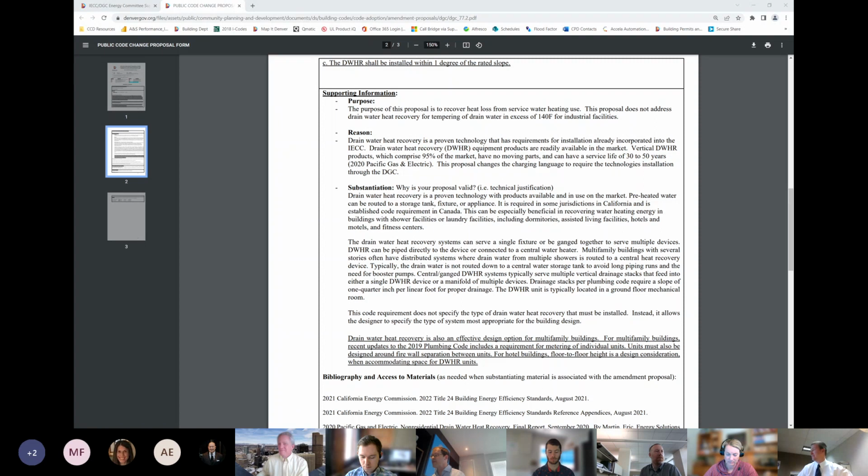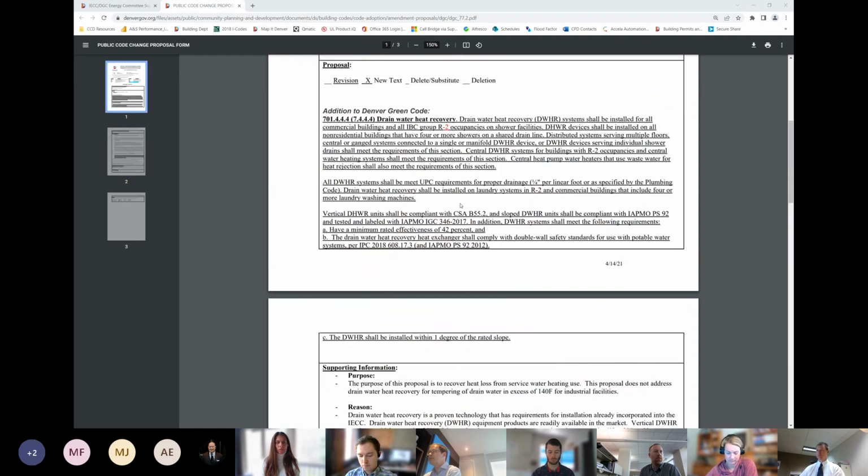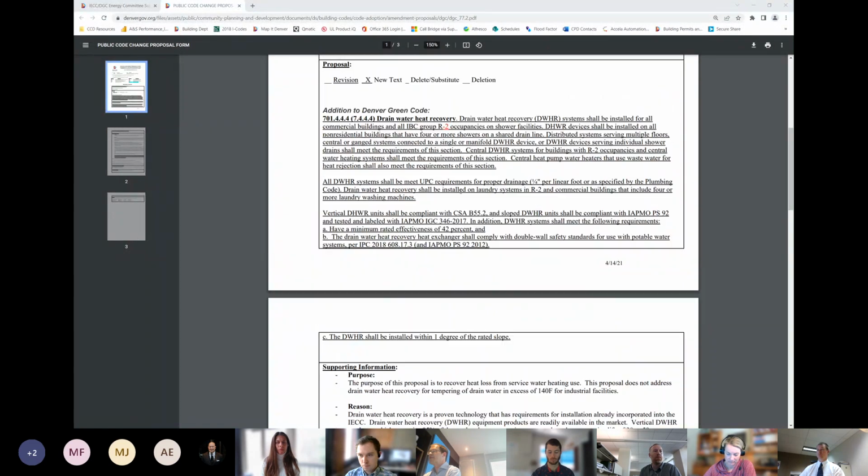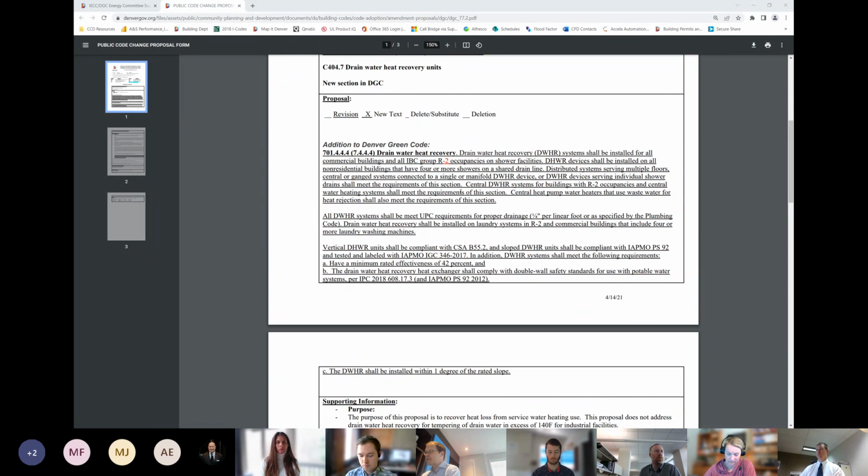Yeah, I would raise it to the group as far as how to handle the more central systems that I mentioned earlier in this document. Actually, we could scroll up just a little. There it is. Yeah, thank you. I just want to get the exact language. So I say central heat pump water heaters that use wastewater for heat rejection shall also meet the requirements of this section. Should that be made more as an exception, or structured differently, worded differently, removed?